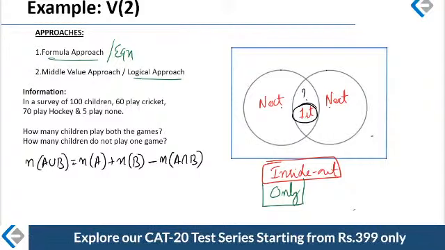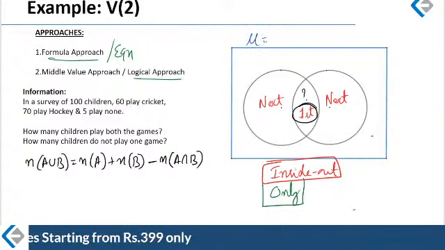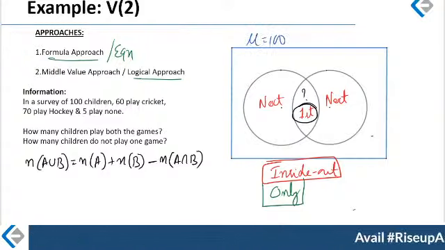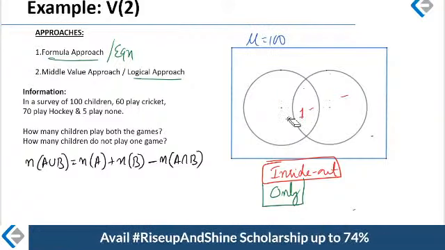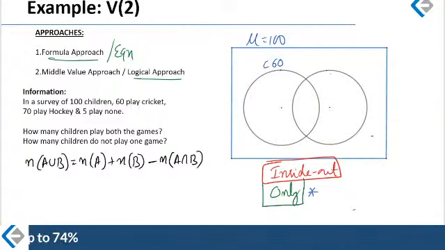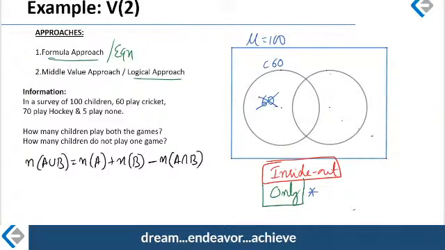First, let's take a look at this question, a pretty simple one. In a survey of 100 children, the total is given as 100, and 60 play cricket. Now see, there is no "only" here. Be cautious about the word "only". It did not say only cricket. Had it been only cricket, it would have been written here. It is cricket, which means what?